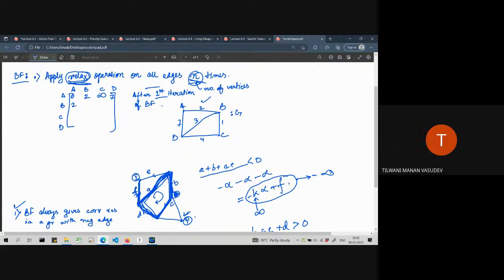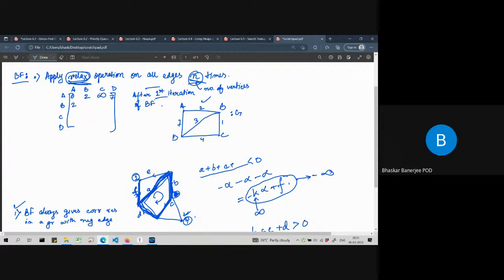Excuse me, C here is infinity, right? So you said we can't go up to two edges to get to C from A, after the first iteration. Yeah. So after the first iteration of Bellman-Ford. The loop runs n times in Bellman-Ford. This is the first iteration of Bellman-Ford.